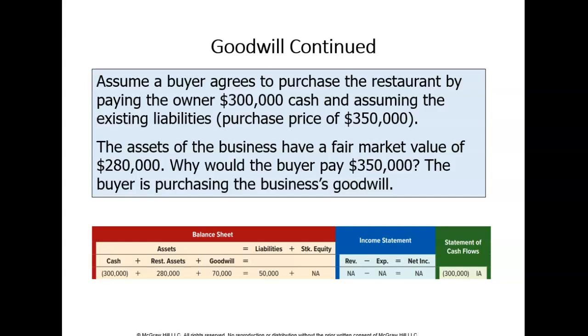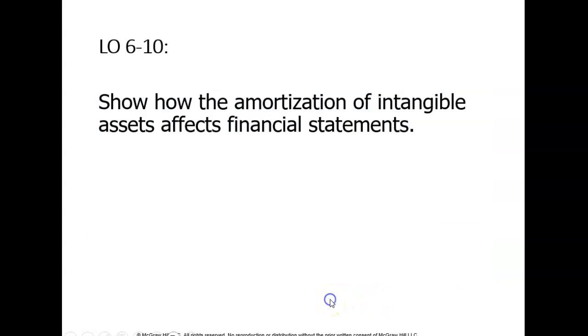So to record this transaction, and this would be on the books of the new owner, they're going to decrease cash $300,000. They're going to record the assets at their fair market value of $280,000, recognize goodwill of $70,000, and they also assumed the debt of the old company for $50,000. So they have more liabilities now, and on the statement of cash flows, they're going to have an outflow of $300,000 as an investing activity.